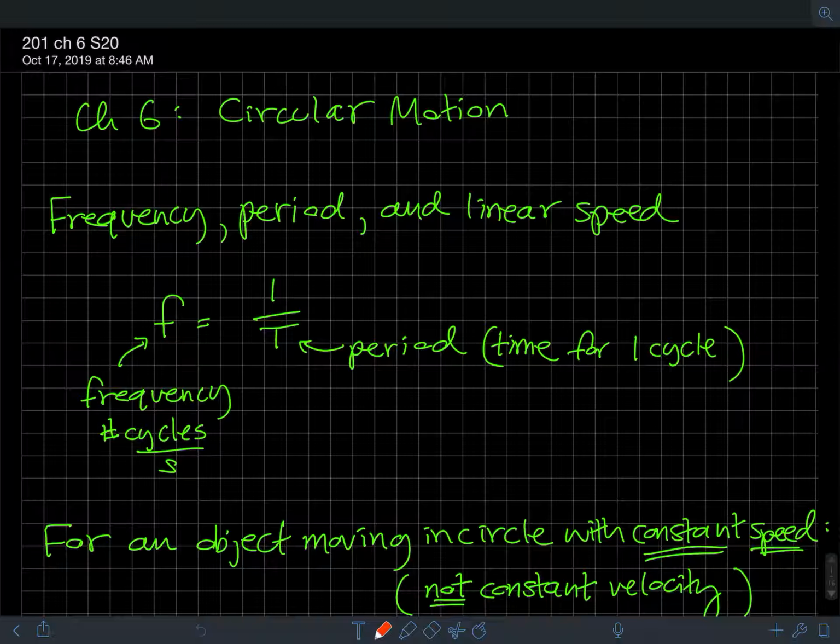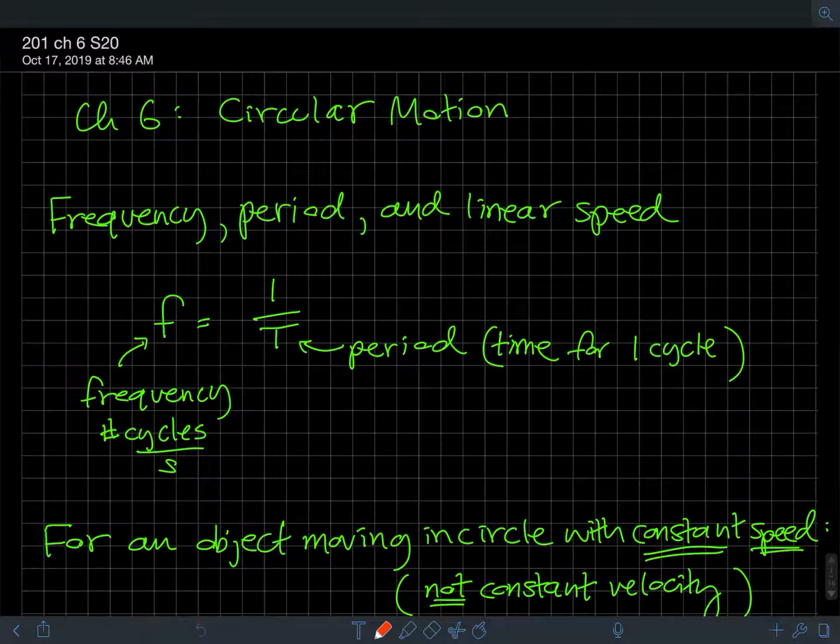Okay, so we're going to start chapter 6, and we're going to talk about circular motion. So far, everything that we've been doing in this course mostly has been in a straight line kind of motion. A car going down a street or throwing a ball up in the air and coming back down. We haven't really dealt with anything that goes in a circle too much. Let's just talk about a few things here. The frequency, period, and linear speed.